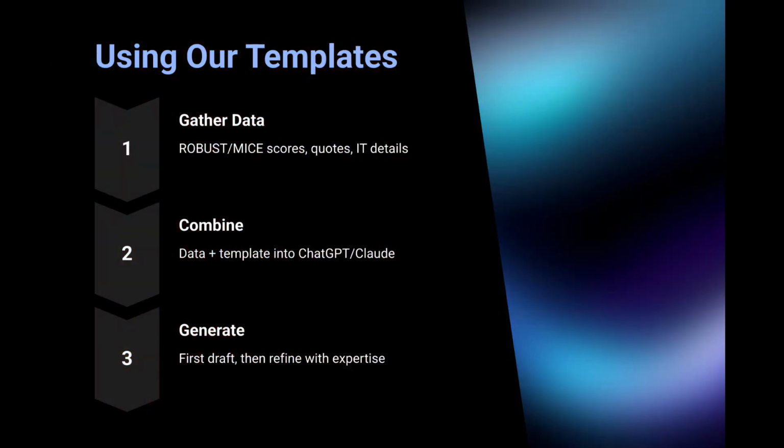Now, the beauty of having each of these templates is that they act like blueprints. Instead of reinventing the wheel for each deliverable, you'll first gather your existing data. So think of your ROBUST and your MICE scores, your stakeholder quotes, your IT stack details. And then you'll feed that data plus our template into ChatGPT or Claude. And then you're going to use our recommended prompts to get your draft deliverables. Once we have that, we're going to refine the draft that the AI model returns, adding any insights or nuances that only a human expert like you would catch.